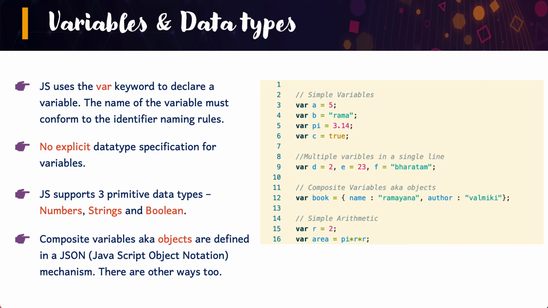Take a look at line number 12. Book is an object. It has two attributes. The first attribute is called name. The second attribute is called author. The value for the attribute name is Ramayana as a string, and the attribute author has a value Valmiki as a string. So book is a composite variable, which means it is a combination of one or more variables inside. Such a composite variable is called an object. Now this is one way of defining an object. There are other means too.